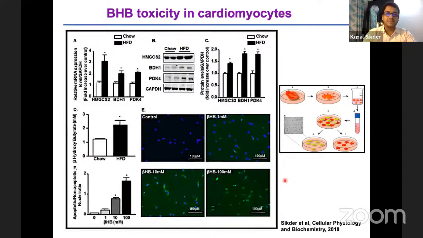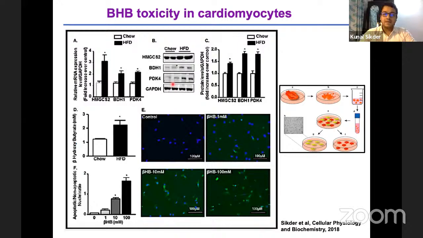tested these enzymes from our heart tissue, the left ventricular heart tissue. This is just to explain that chow means normal diet fed mouse, and HFD means the high fat diet mouse. We have 2 and 2 representative samples for both groups, and we have seen the expression of the proteins HMG-CS2, BDH1 and PDK4, and all these proteins are upregulated, as you can see, in the high fat diet group compared to the chow or normal fed group. We also did real-time PCR to see the mRNA expression. mRNA expressions are also increasing in a similar manner.